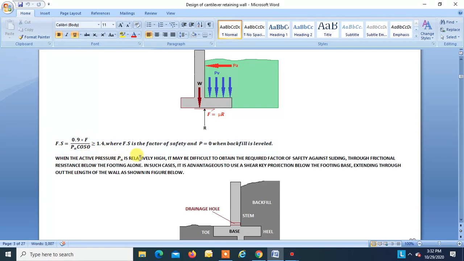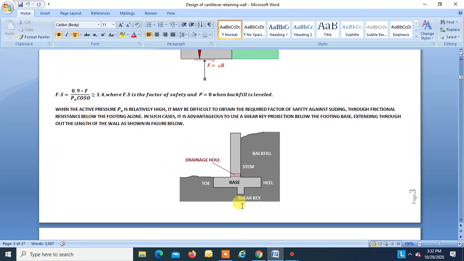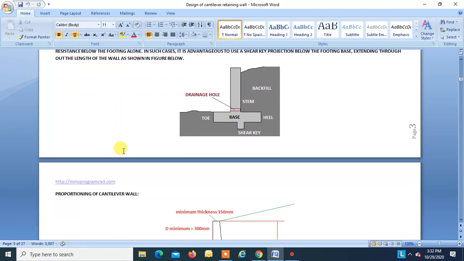When the active pressure PA is relatively high, it may be difficult to obtain the required factor of safety against sliding through the frictional resistance below the footing alone. Okay, in such cases, it is advantageous to use a shear key projection below the footing base extending throughout the length of the wall, as shown in the figure below. So in that case, it is better to provide a shear key, okay, when your factor of safety is found to be less than 1.4.